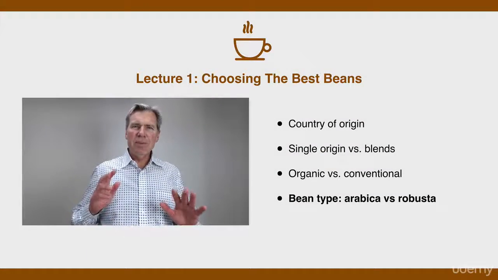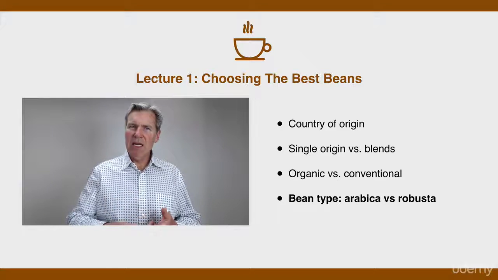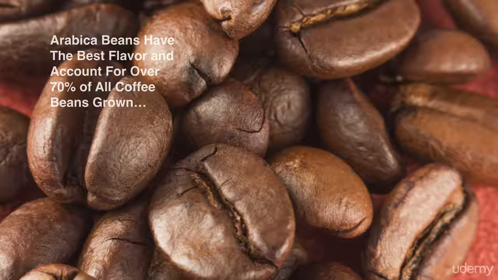Then there's the different bean types. So you have your Arabica bean and your Robusta bean. Now, Arabica beans are considered a lot more flavorful, and they're grown at a higher altitude, 6,000 feet. And 70% of the world's beans are Arabica beans. So you don't have to worry about not finding them. And then it's just a matter of personal preference.